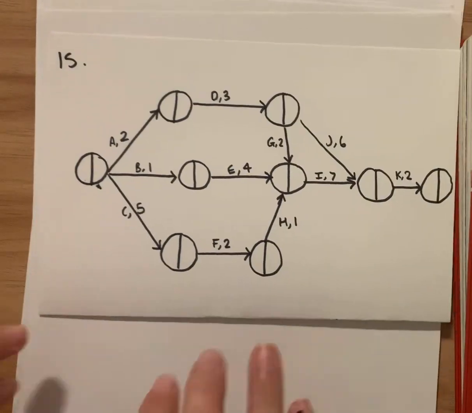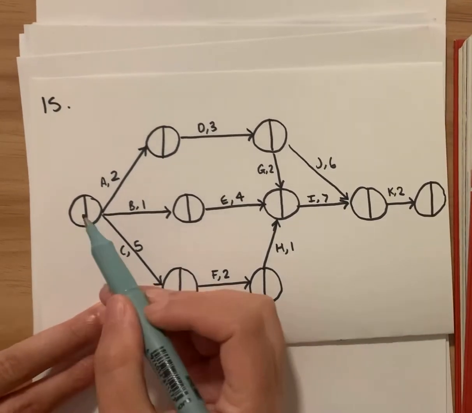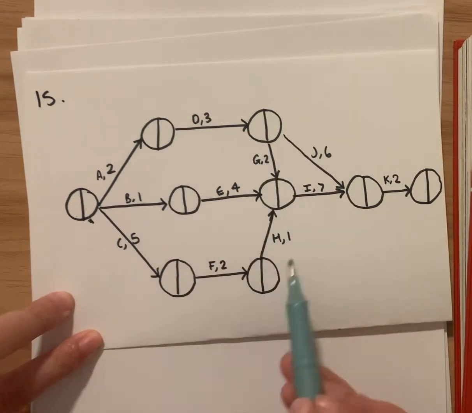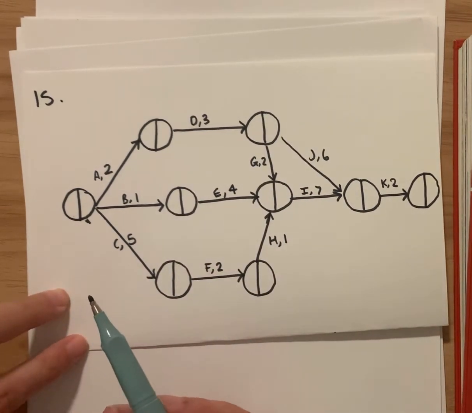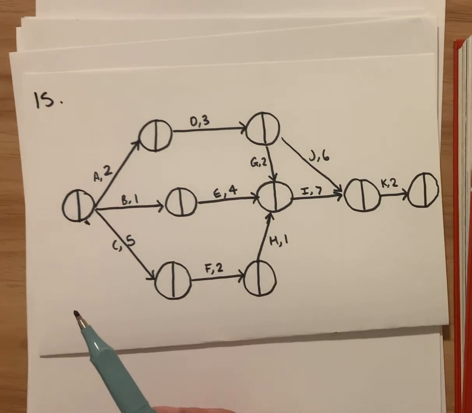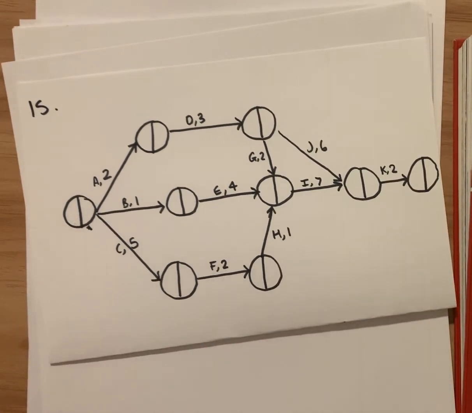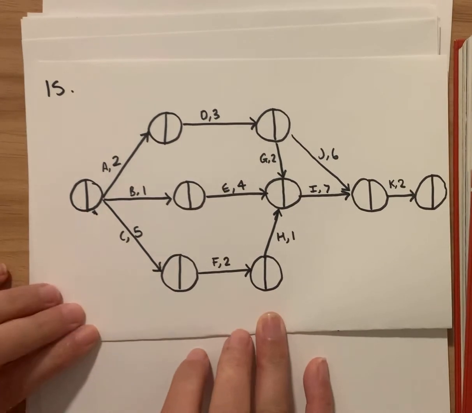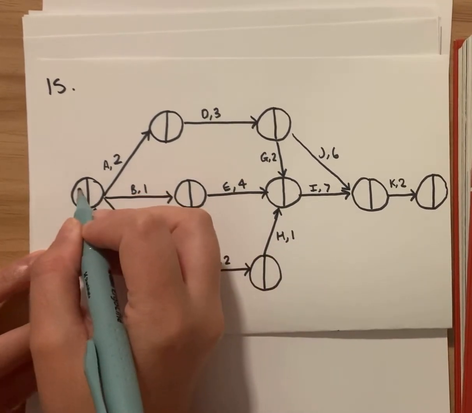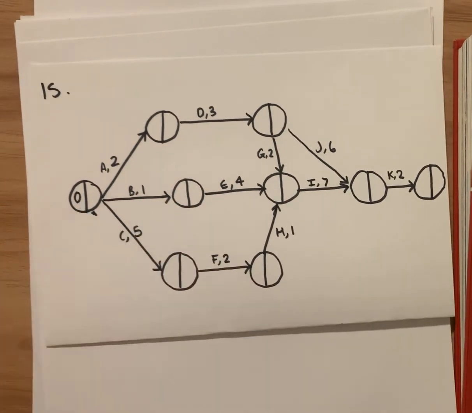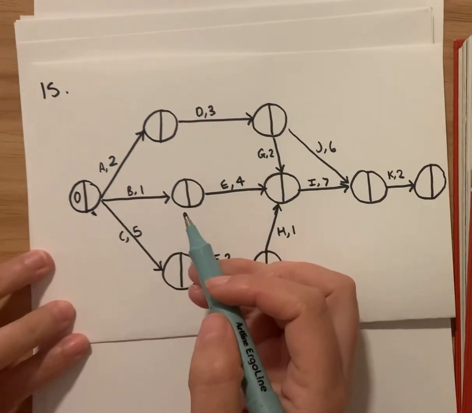Okay, so question 15. First of all, we need to fill out all of our earliest starting times, and then we need to work backwards and fill out all of our latest starting times. And you can see straight away from the question that they've given you space to do that. So that's a pretty good place to start. Okay, so we're starting with 0. We always start with 0, and we fill out the left-hand side first, which is the earliest starting time.